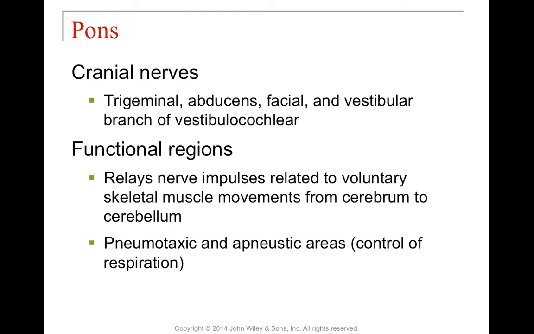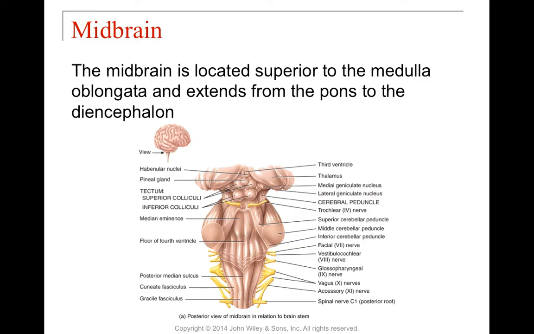So what's the purpose of the pons? The functional role of the pons is relaying nerve impulses, most of the voluntary skeletal muscle motions from the cerebrum to the cerebellum. Information is passed back and forth between these two regions by way of the pons. And it's in control of the pneumotaxic and apneustic areas. These are the regions of the brain that control respiration, so breathing.